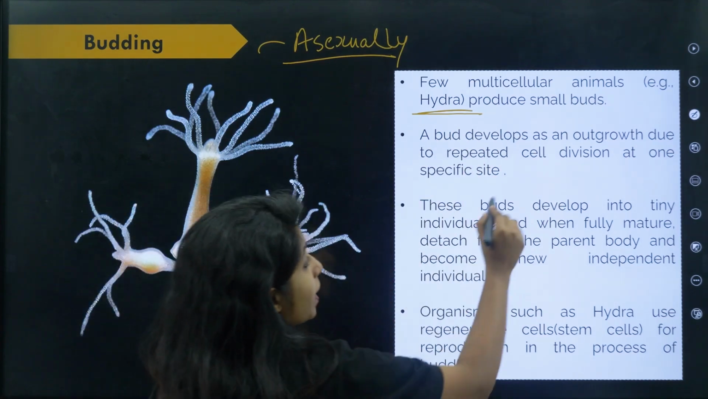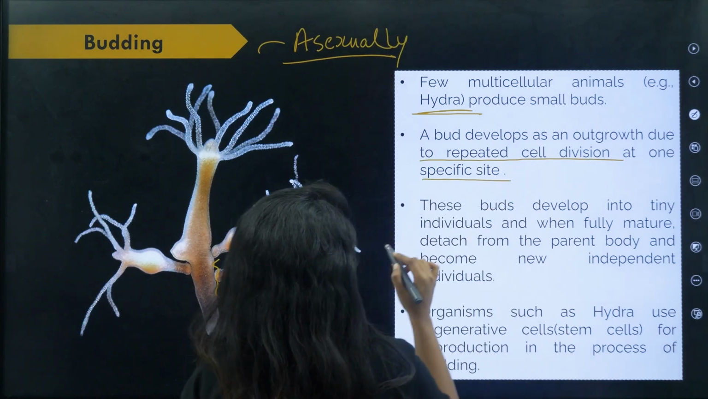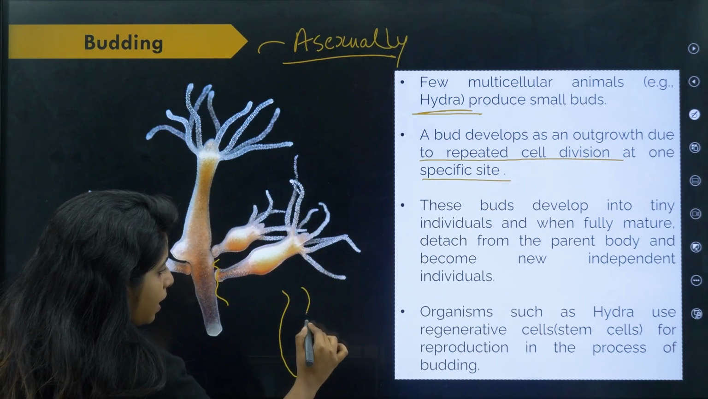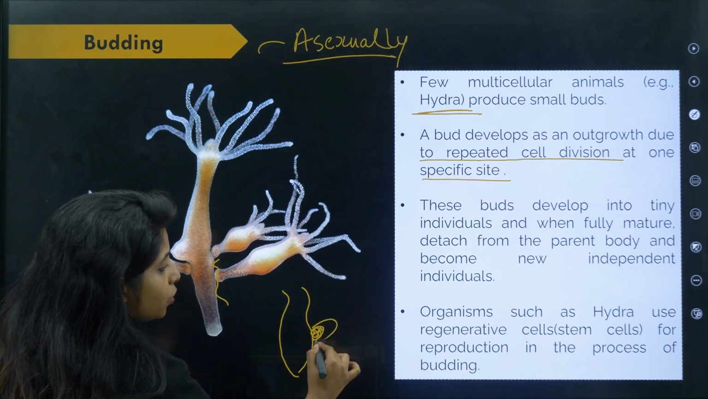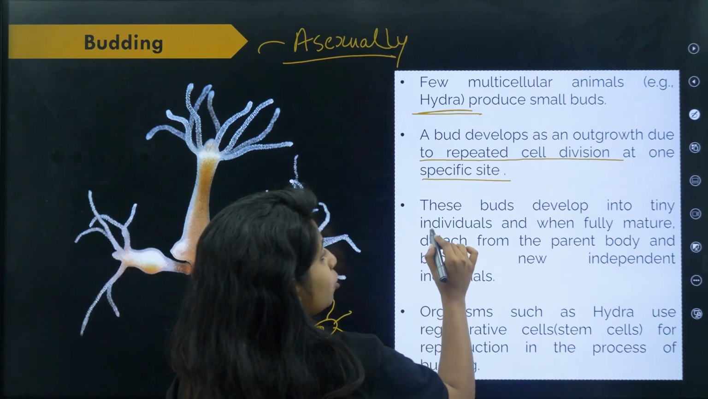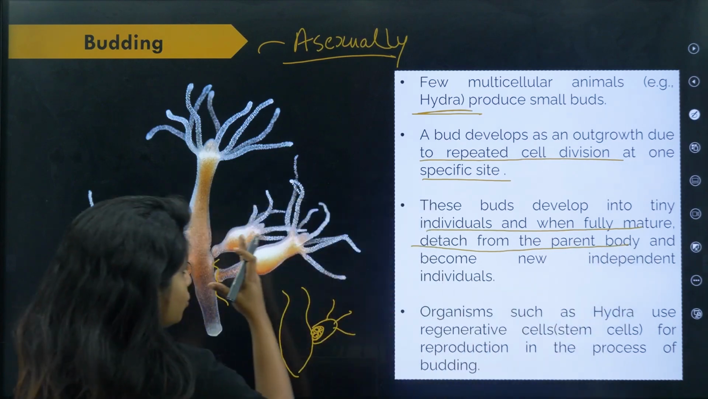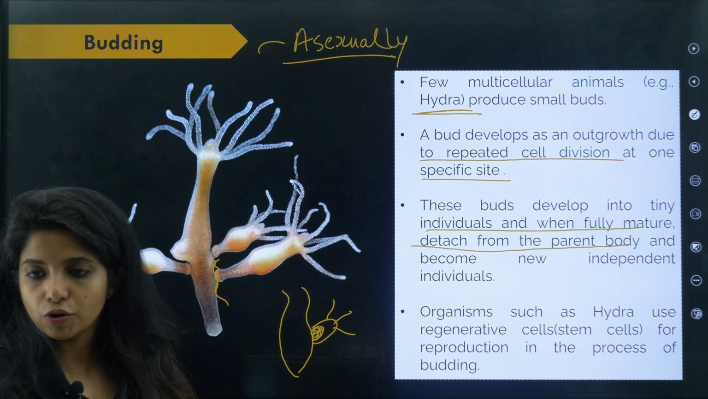The buds develop as an outgrowth due to repeated cell division at one specific site. So if this is a Hydra, it forms a bud due to cell division that is going to happen over here. Slowly this bud is going to increase its size and form another Hydra over here. These buds develop into tiny individuals, and when fully mature, they detach from the parent body, as you can see over here, and then they become a new independent individual.